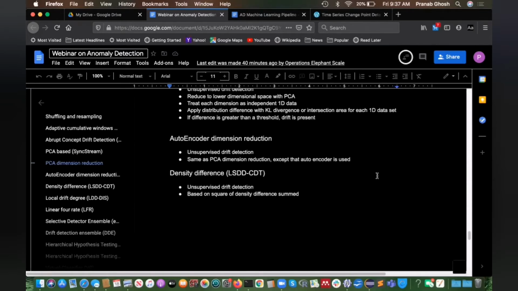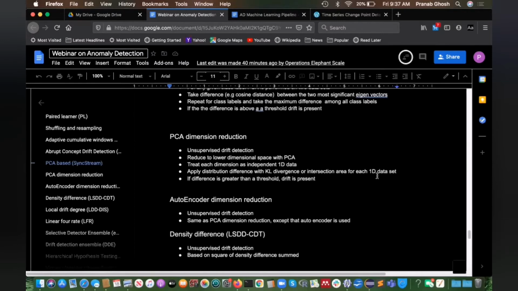You do dimension reduction, and then let's say you have two data sets, and let's say you reduce the dimension to 3. Let's say your original dimension was 10 or something. So that means for each dimension you have two data sets, right? The reference data set and the recent data set. So you can apply any concept detection technique for one-dimensional data.